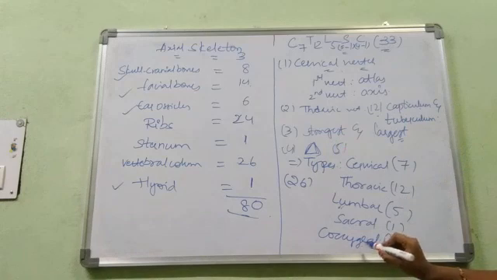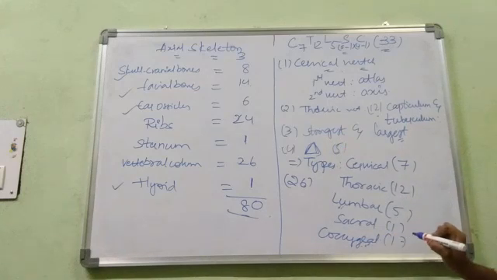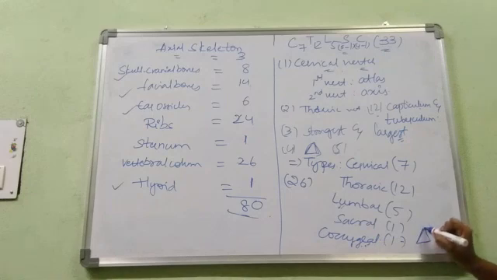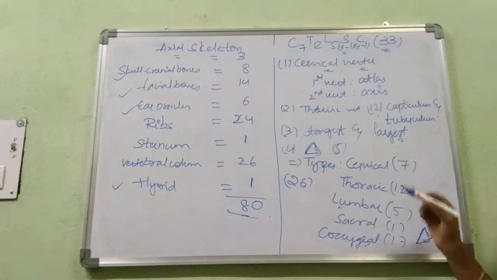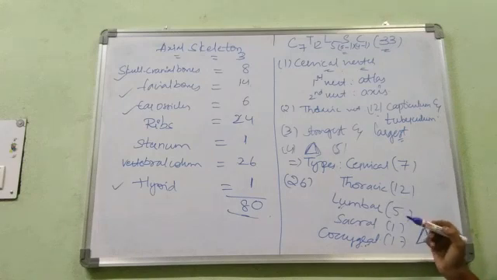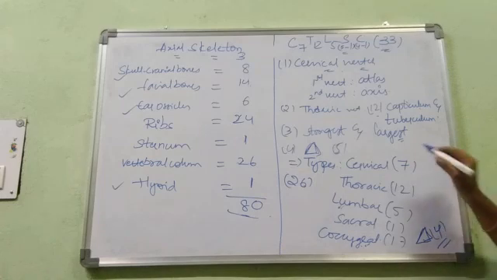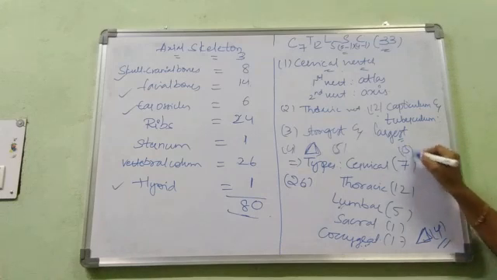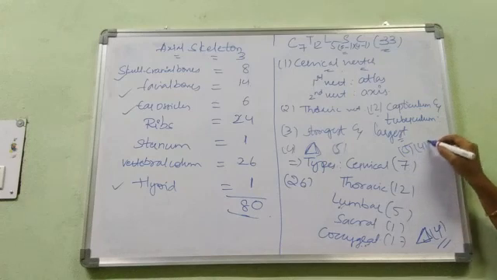And next, the fifth one, that is the coccygeal vertebra. This is also a triangular bone, and that is present below the sacral vertebrae. That is formed by the fusion of 4 coccygeal vertebrae.